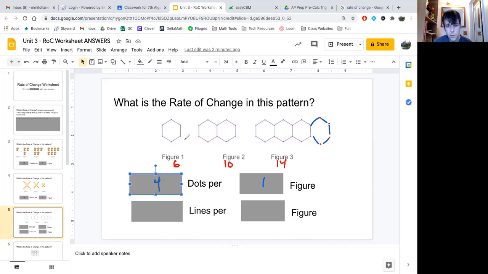How many lines are we adding? Okay, so in our first one, we have 1, 2, 3, 6 lines, and then we have 11 lines, and then we have 1, 2, 3, 4, 5, 6, 7, 8, 9, 10, 11, 12, 13, 14, 15, 16 lines. Okay. And then on this next one, that would be 17, 18, 19, 20, 21. So 21 on figure 4.